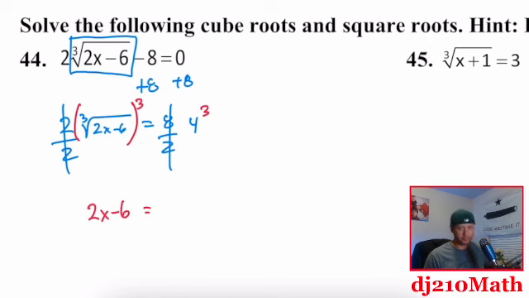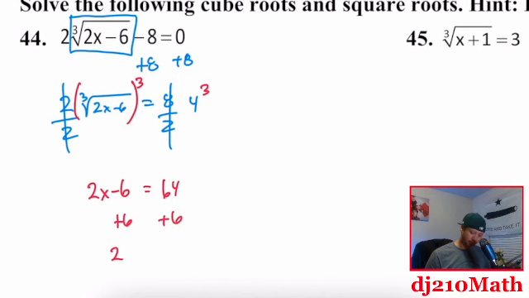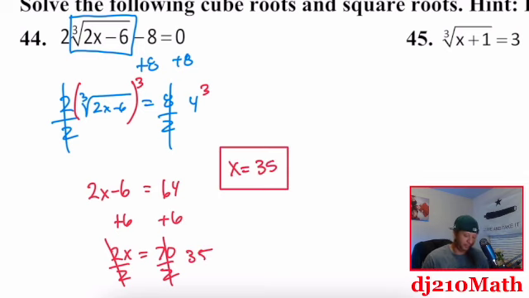And 4 cubed. 4 times 4 is 16. 16 times 3, or no, not 3, 16 times 4, right? Because it's 4 times 4 times 4. So 16 times 4, 64. Said that earlier. All right, plus 6. 2x is equal to 70. Divide both sides by 2. X is equal to 35. All right, just one answer.